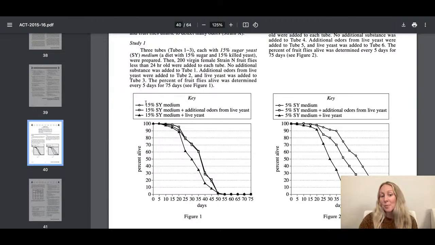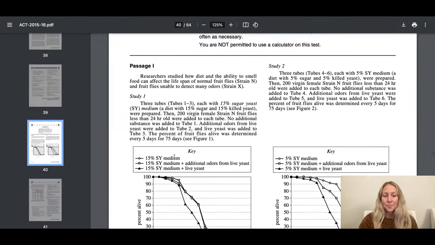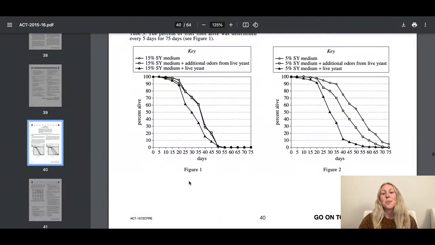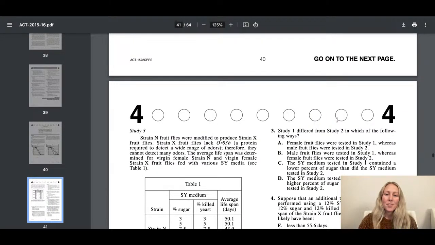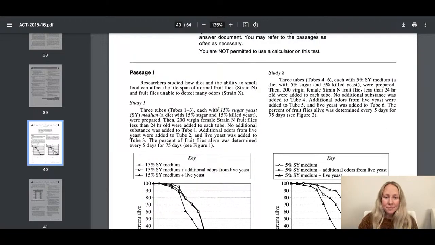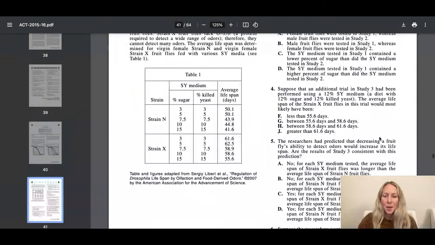Funny enough, they tell us that's why medium percentages are right here. Which one's higher? Study 1 or study 2? Study 1, 15%. So our answer is D. The SY medium tested in study 1 contained a higher percent of the sugar than did the SY medium tested in study 2. Perfect. So we can even see 15% sugar, 15% killed yeast, 5% sugar, 5% killed yeast. So it is study 1.